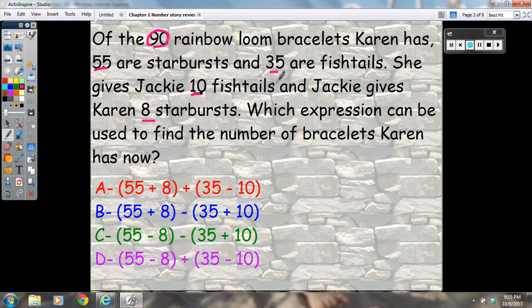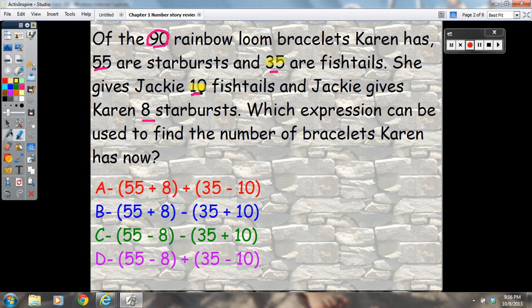Now, 55 are starbursts and 35 are fishtails. What we could see here, though, is that she gives Jackie 10 fishtails. We know she starts out with 35 fishtails. And now she's giving Jackie 10 fishtails.